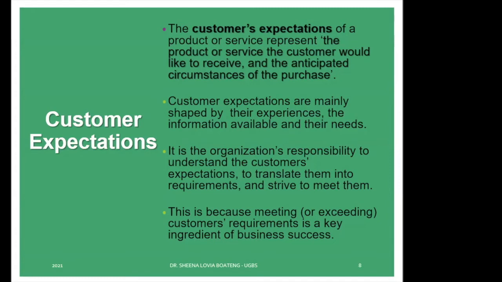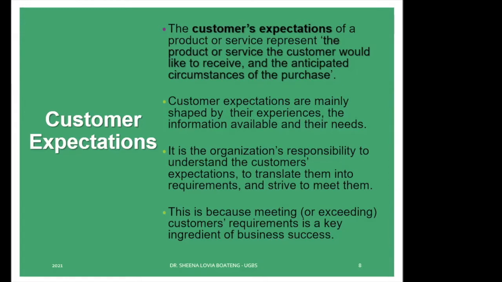And it's called the expectation disconfirmation theory, also known as the customer satisfaction theory by Oliver. We will learn about it subsequently in one of our upcoming lectures. Please, are we okay? Yes, please.